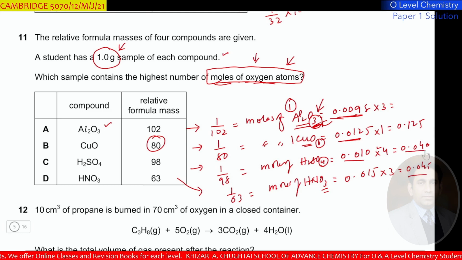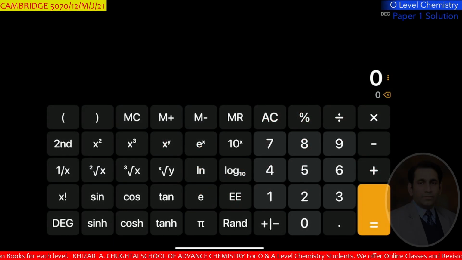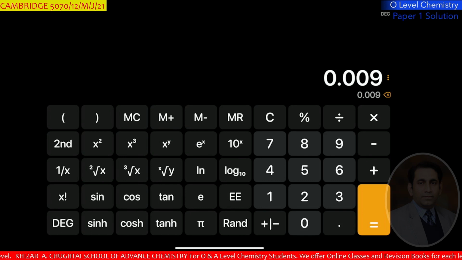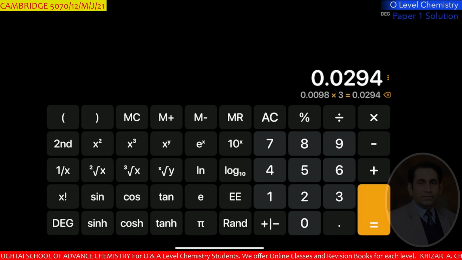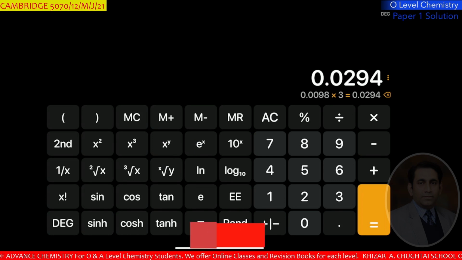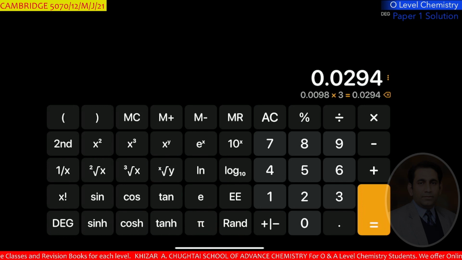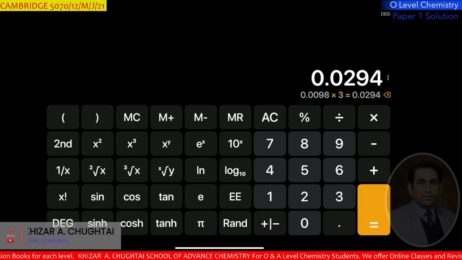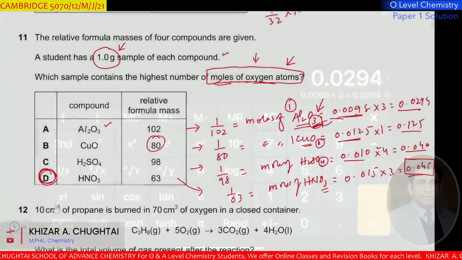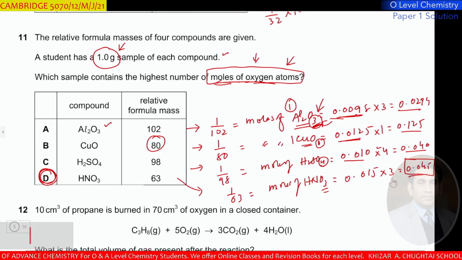Yes, it is 0.045, 0.04, 0.0125, and the first one is 0.0098 multiplied by 3, and the answer is 0.0294. So these numbers are the moles of oxygen atoms in the different compounds. The highest answer goes to the last one. So D is the correct option.